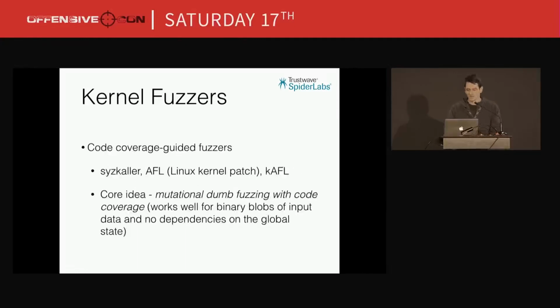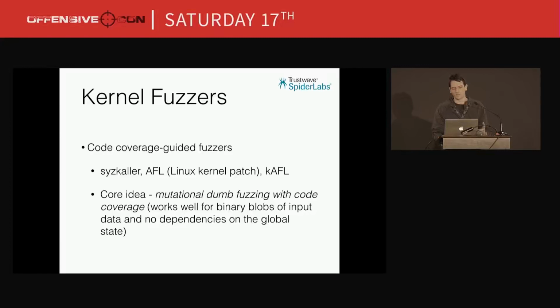And the final stage is, I think, code coverage guided fuzzers. A few projects worth mentioning are syzkaller, AFL, the original kernel patch, and kernel AFL. But they're all based on this same idea of dumb mutational fuzzing with code coverage. And in practice it works well, especially when you've got blobs of binary input data and you have no dependencies on the global state.